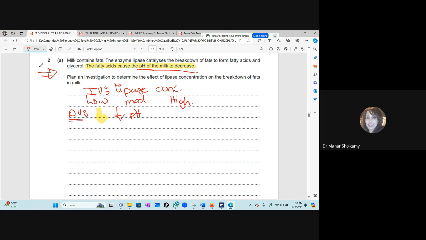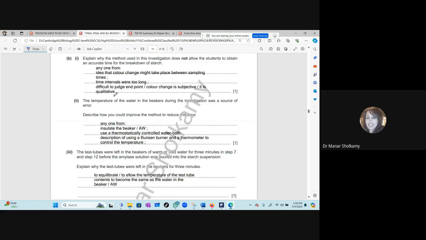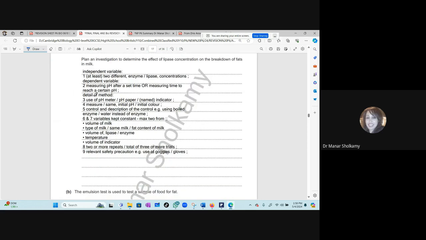Universal indicator, litmus paper, but litmus paper is not accurate at all. A pH meter is much better. Okay, see, they mention the time factor. So when you put this in mind, anytime you measure the dependent variable, it has to be measured over a certain period of time. Look here: measuring pH after a set time or measuring time to reach a certain pH. It has to be over a certain period of time because you don't wait forever.